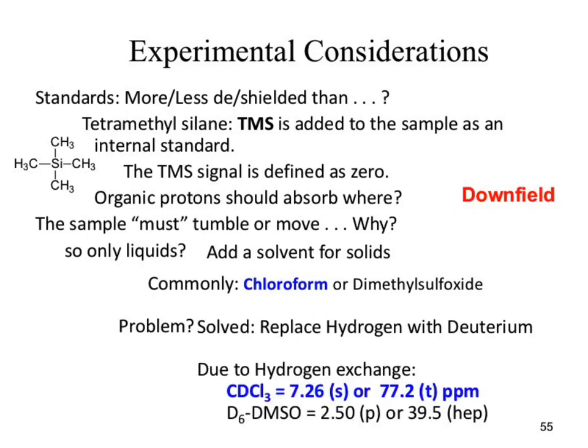Okay? So due to hydrogen exchange, your chloroform does show up. It'll show up in two spaces. It'll show up at 7.26 as a singlet. Singlet because there's no neighbors, so I only get one peak. Or it'll show up in the carbon NMR at 77.2.